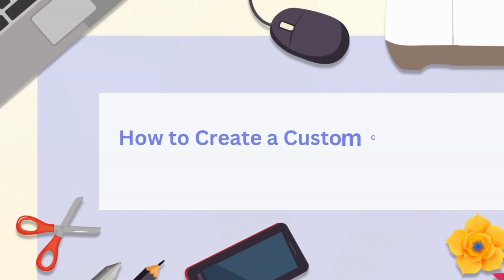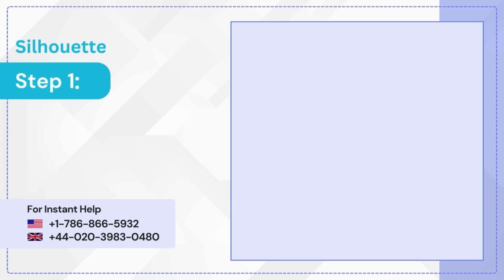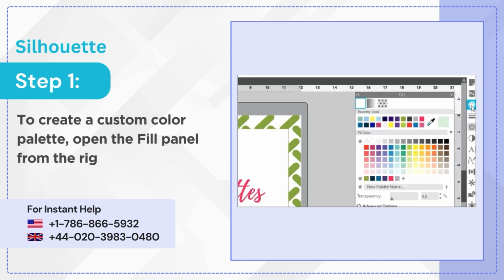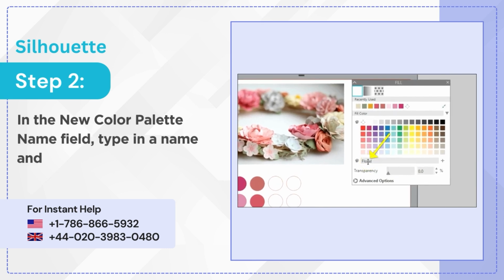How to create a custom color palette in Silhouette Studio. Step 1. To create a custom color palette, open the Fill panel from the right toolbar. Step 2. In the new color palette name field, type in a name and hit enter or return.